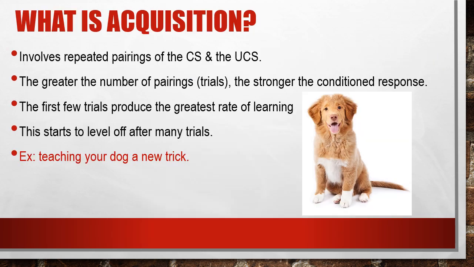So what is acquisition? Acquisition is when we gain a new response, basically. It involves repeated pairings of the conditioned stimulus and the unconditioned stimulus, and we continue this repeated pairing. The greater number of pairings, we call them trials in the experiments, the greater number of trials, the stronger the conditioned response. So the more times you do this with your dog or your rat or your pigeon, the closer you're going to have a conditioned response and the faster you're going to have acquisition. So the first few trials produce the greatest rate of learning. And then after that, it kind of starts to dim down.